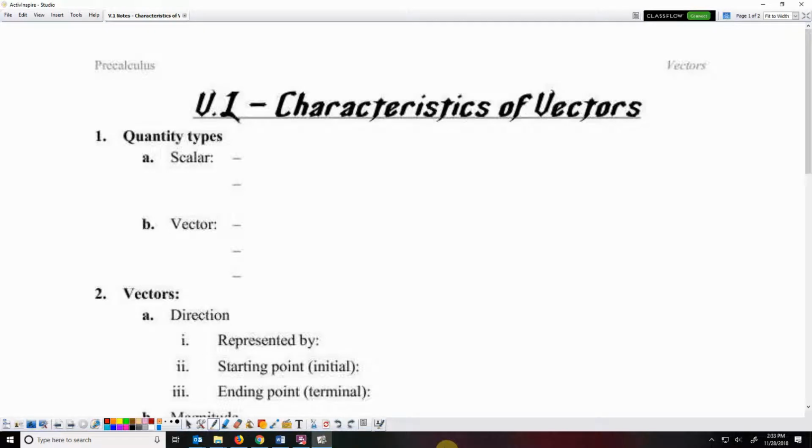Hey guys, welcome back. Today we are going to learn about some characteristics of vectors. So, an introduction to vectors first: a couple different types of quantities. One is a scalar quantity. In a scalar quantity, you're talking about magnitude only, which means it is non-directional.